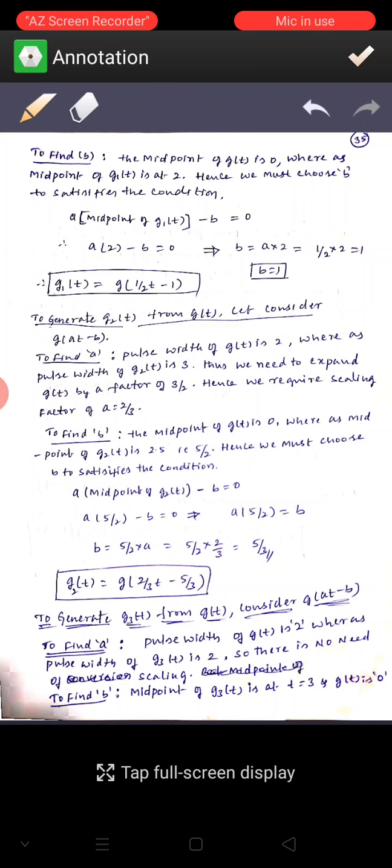Similarly, now we have to generate g3 of t. Again the same procedure, g of at minus b. The midpoint of g of t is 2, whereas the midpoint of g3 of t is also 2, which means there is no need of expansion or compression. Both are the same. g3 of t is the same as g of t.